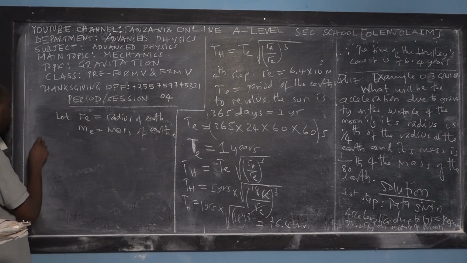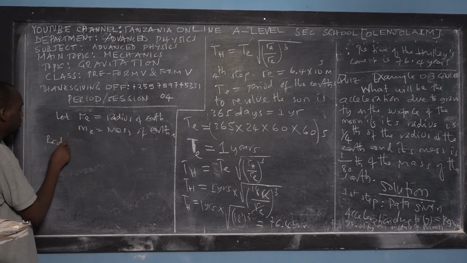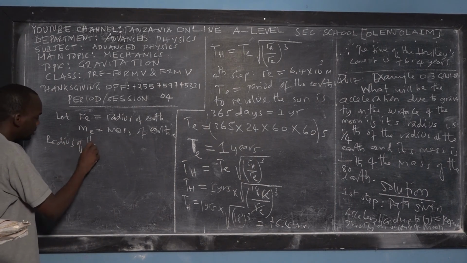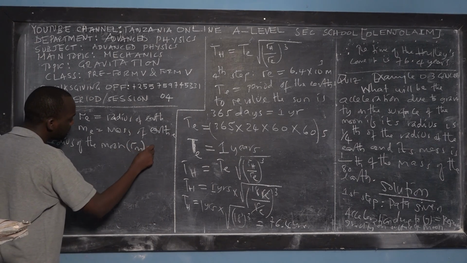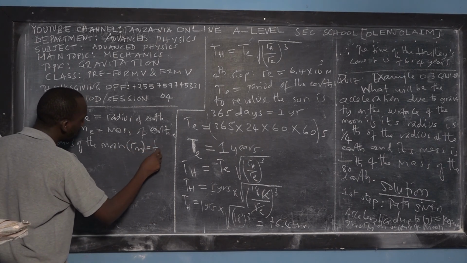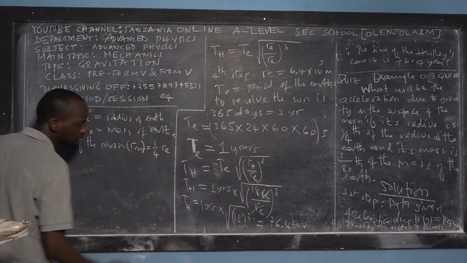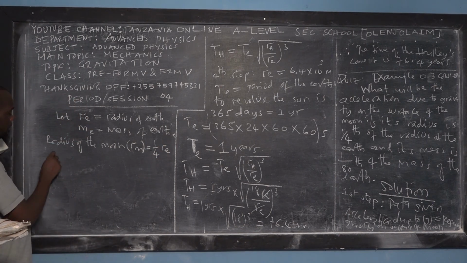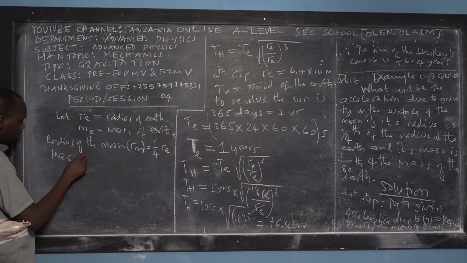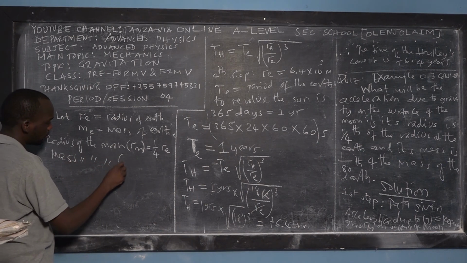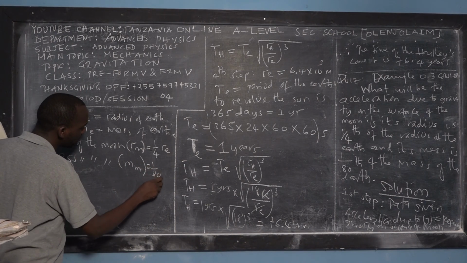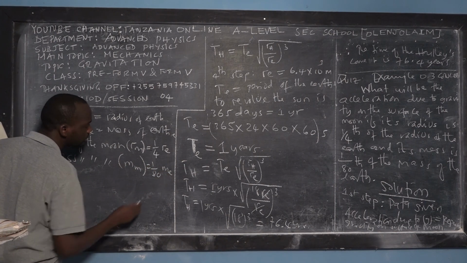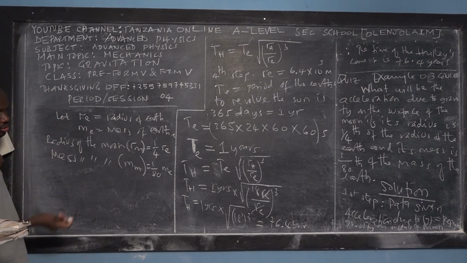Therefore we say the radius of the moon, which we can call Rm, is equal to 1/4 of the radius of the earth, right? And then the mass of the moon, called Mm, is equal to 1/8 of the mass of the earth, right? So those are the relevant data given.